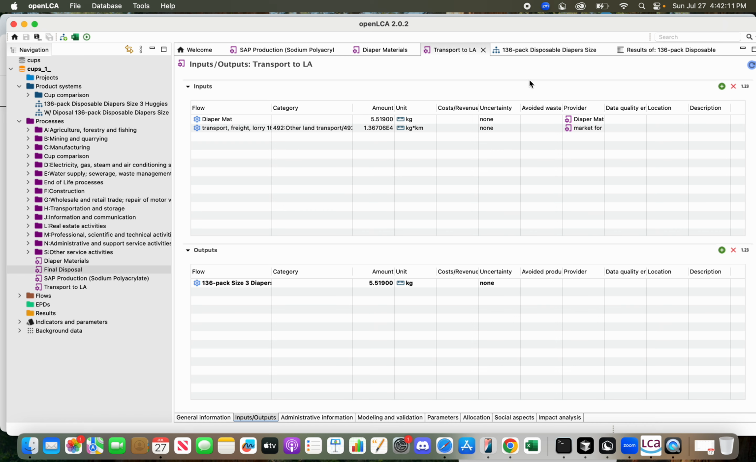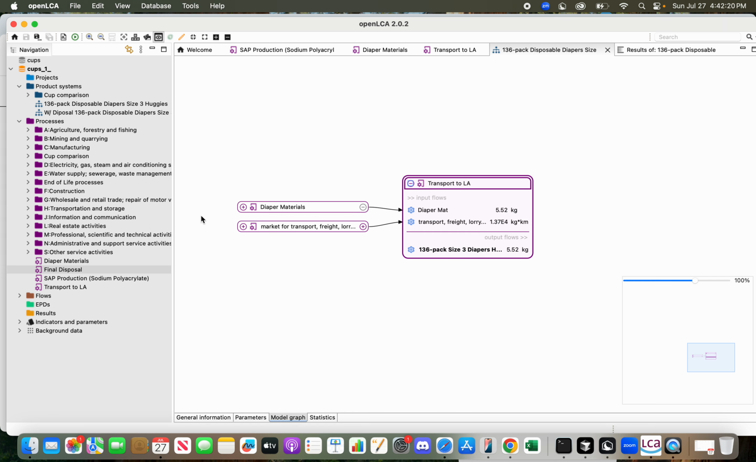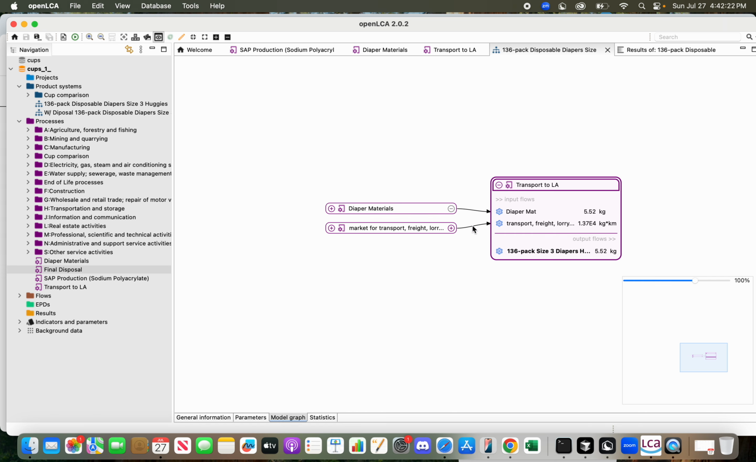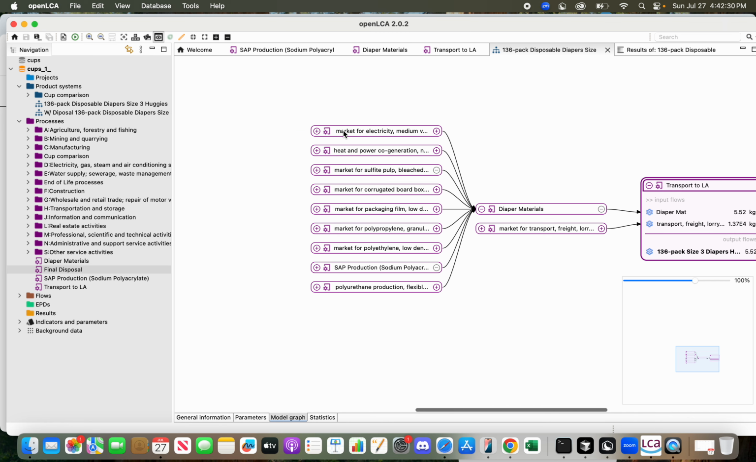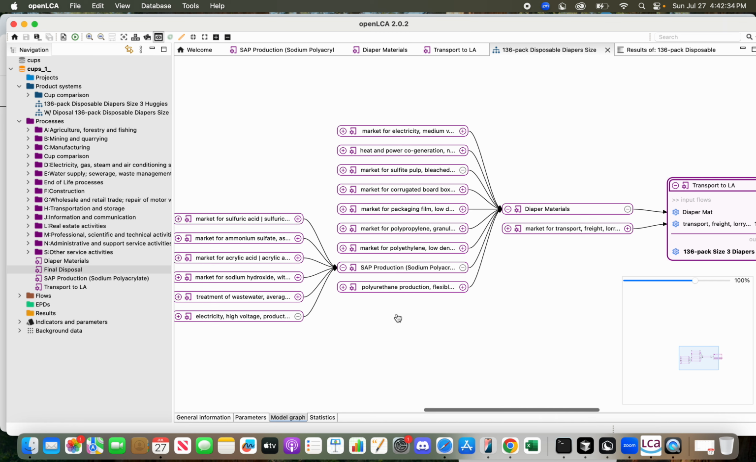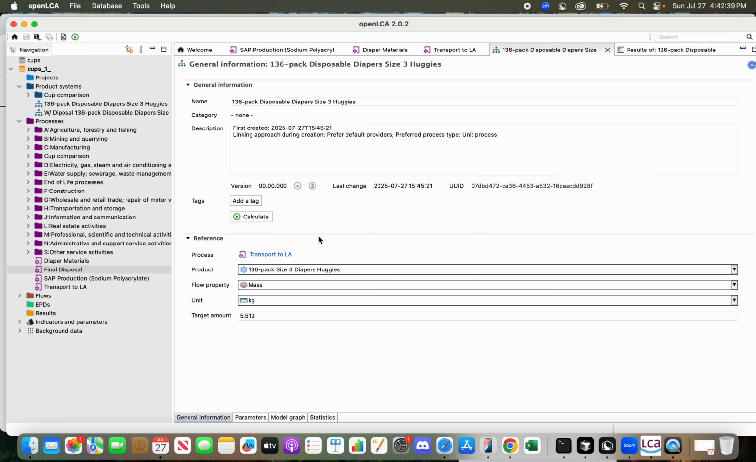All right, now enough with the individual processes, let's go into the results. So just to show what I did in OpenLCA, I created a product system and I modeled the life cycle cradle to door of these diapers. So you can see here my diaper materials process is linked, which contains all these different materials from EcoInvent along with this process I created for SAP here. So looks good.